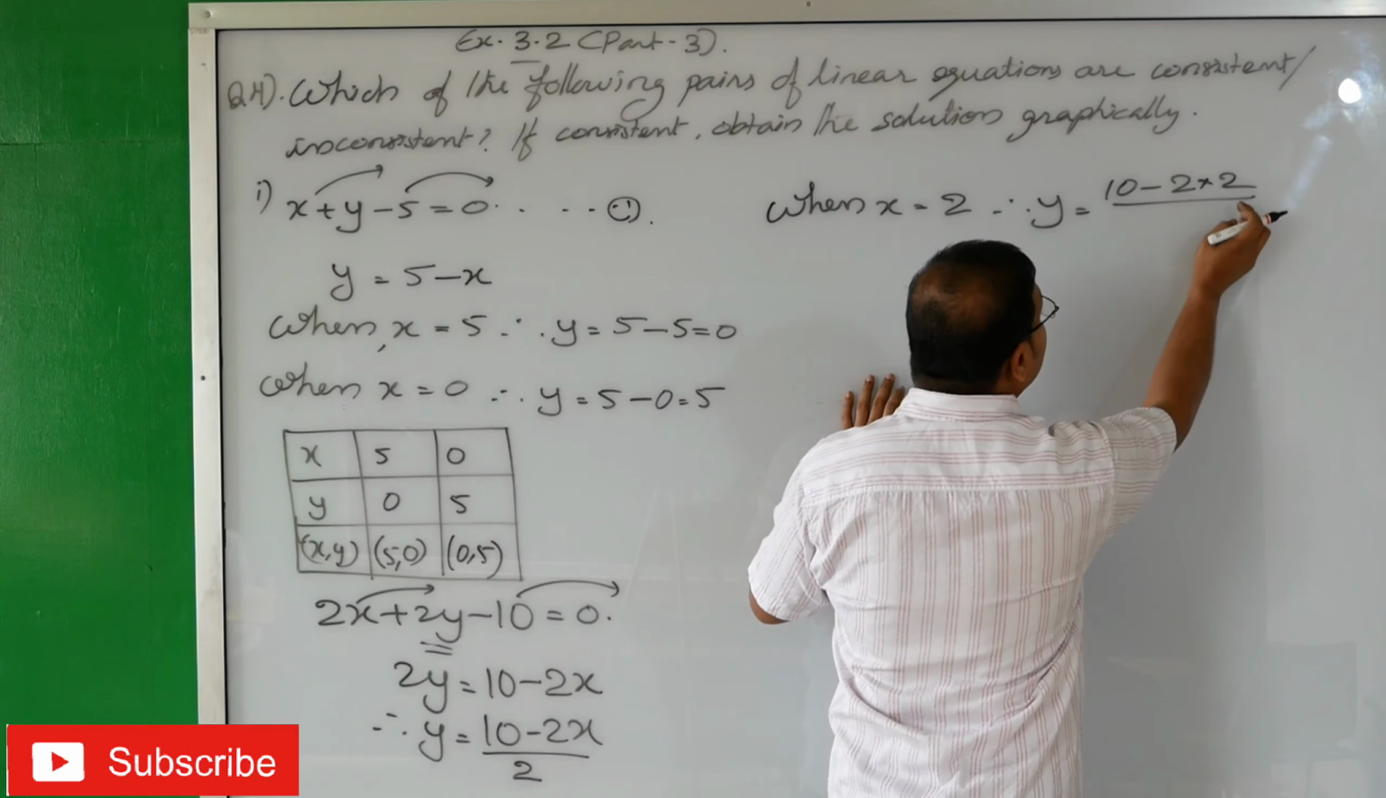6 by 2. We can cancel by 2. 2 1s are 2, 2 3s are 6. So the answer is 3.